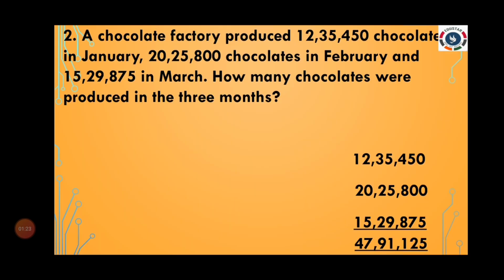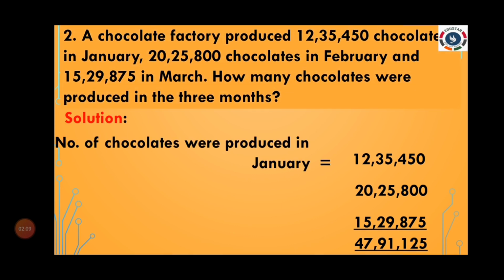Now go with the second example. A chocolate factory produced 12,35,450 chocolates in January, 20,25,800 chocolates in February, and 15,29,875 in March. How many chocolates were produced in the 3 months? So every month they are producing a number of chocolates. Now we are going to add all those chocolates. Now I am going to explain the solution.